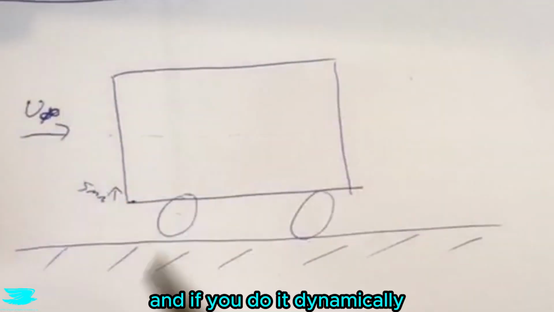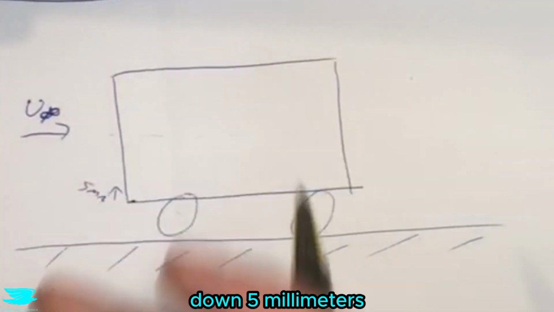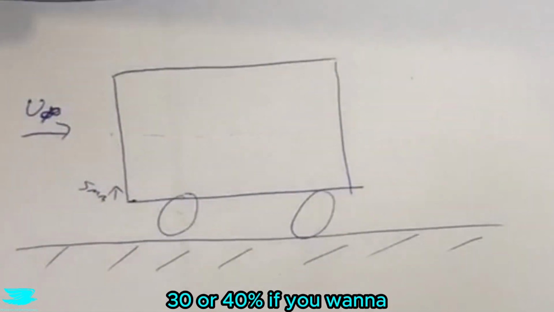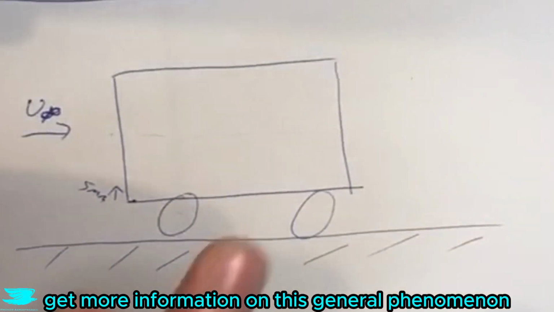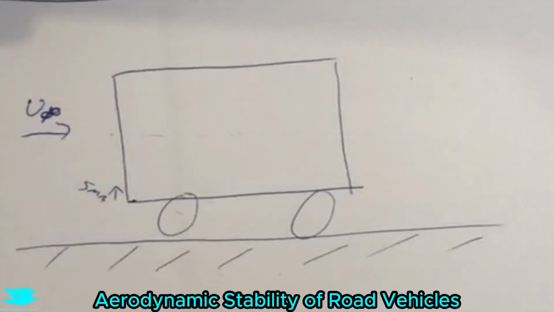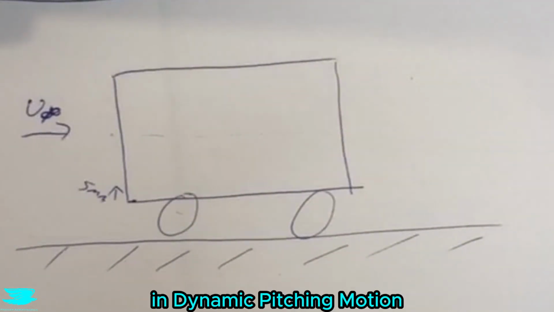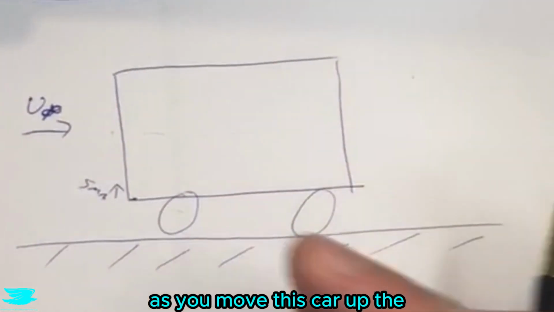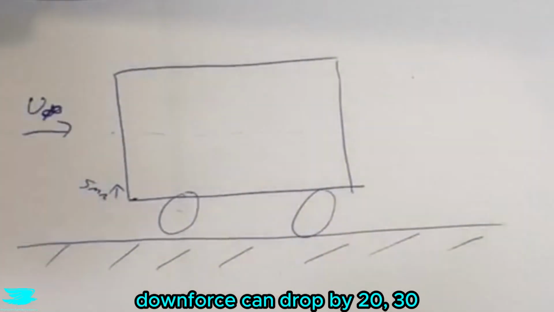And if you do it dynamically, so it goes up 5 millimeters, down 5 millimeters, the downforce coefficient can change by about 20, 30, even 40%. And if you want to get more information on this general phenomenon, check out a paper called Aerodynamic Stability of Road Vehicles in Dynamic Pitching Motion. So anyway, as you move this car up, the downforce can drop by 20, 30, 40%.